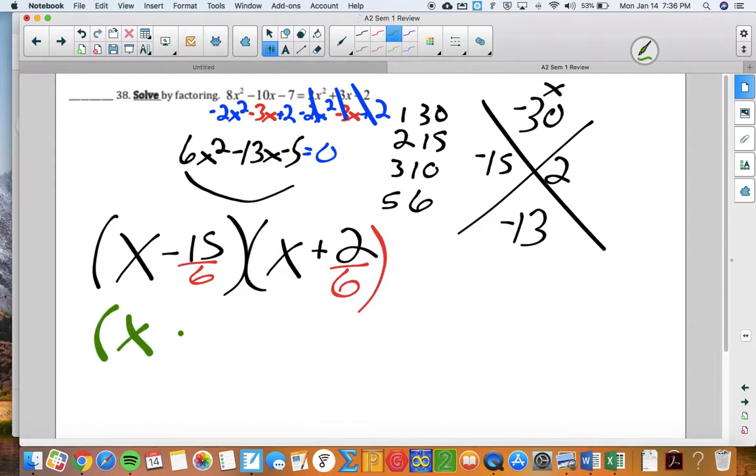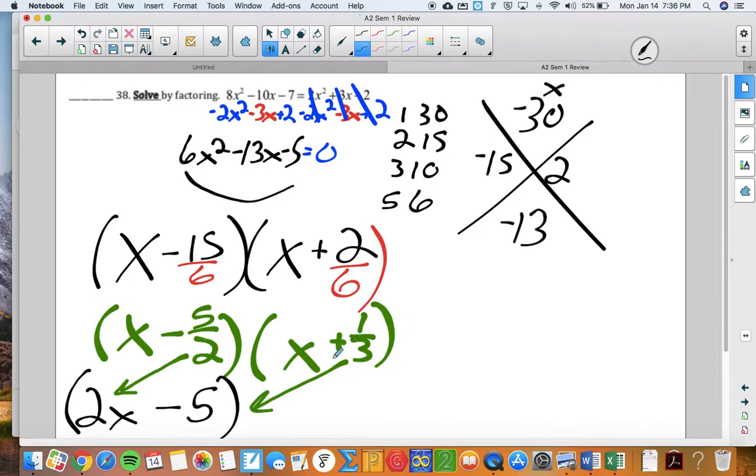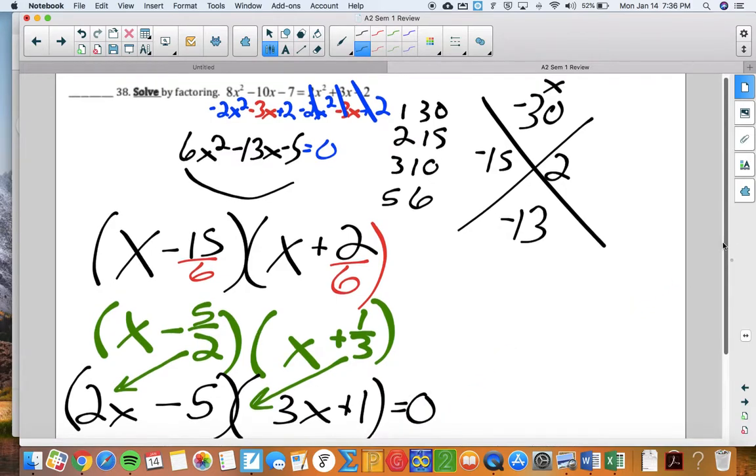So it's x minus, let's see, that simplifies to 5/2, and this simplifies to 1/3, and then slide the denominator in front of the x in your factored form. So we get 2x minus 5. Bring the minus 5, bring the numerator and the sign in front of it down. Slide the 3 in front of the x, bring down the numerator and the sign in front of it. There, that is not our final answer yet.